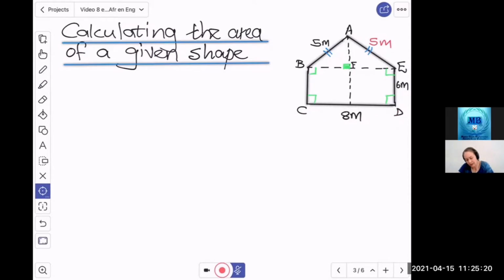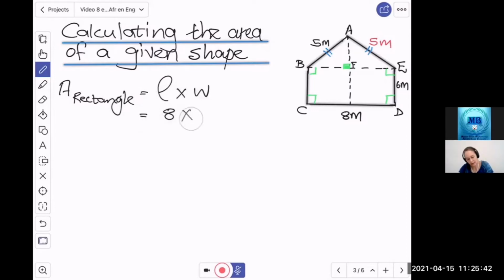So now let's first have a look at what we need to do to calculate the area. For calculating the area of the rectangle, let us write that formula. The area of the rectangle is equal to length times width, right? In this case, the length is 8 meters times the width, which is 6. So 6 times 8 gives us an area of 48 square meters.